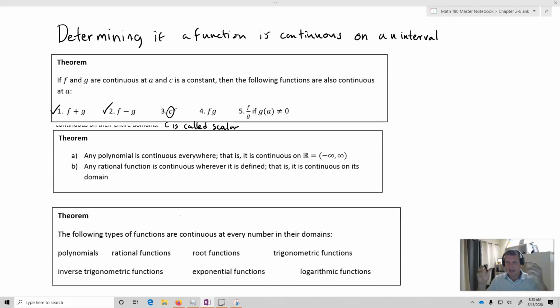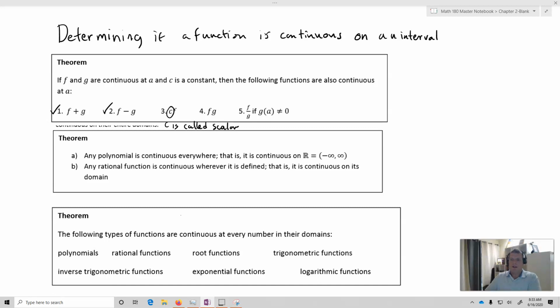So just remember, or maybe not remember, but study: the addition of two continuous functions is continuous. The subtraction of two continuous functions is continuous. Multiplying a continuous function by a scalar, continuous. Multiplying two continuous functions together, continuous. And if we divide, we're also going to get something that's continuous, as long as we don't get 0 in the denominator, because that's always going to be a problem.